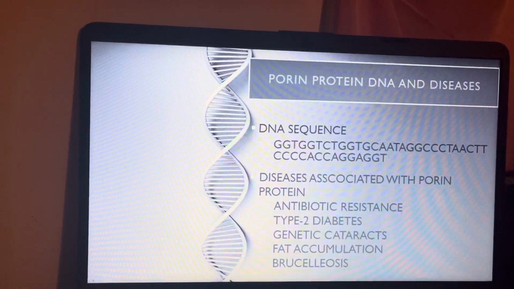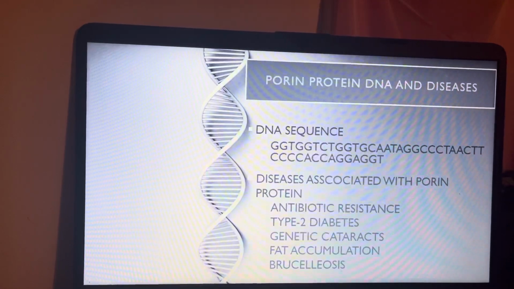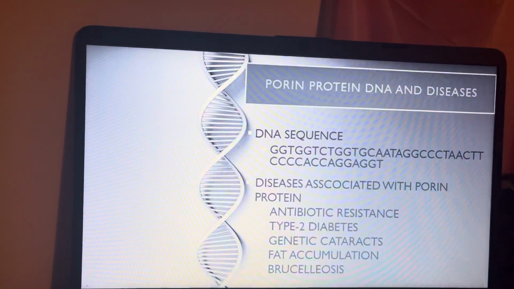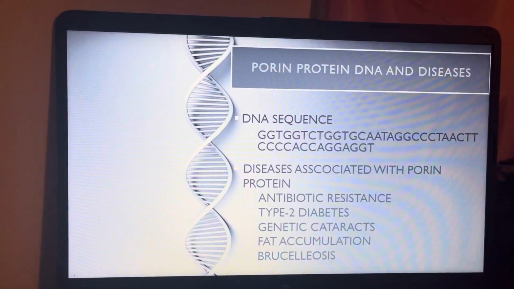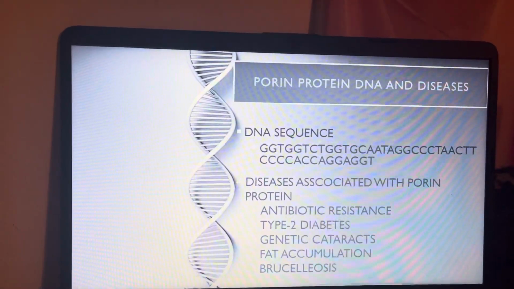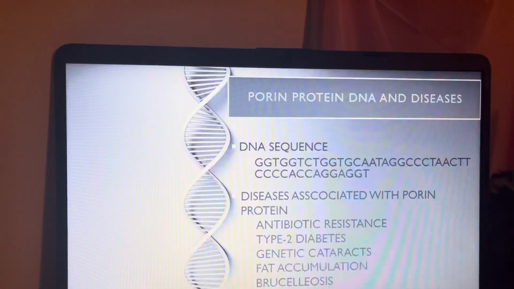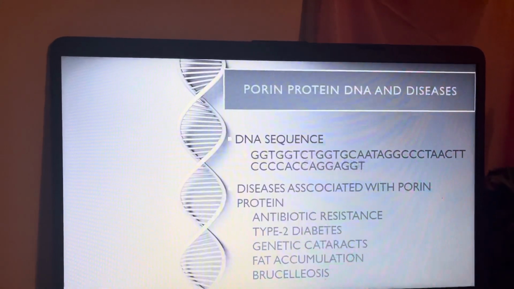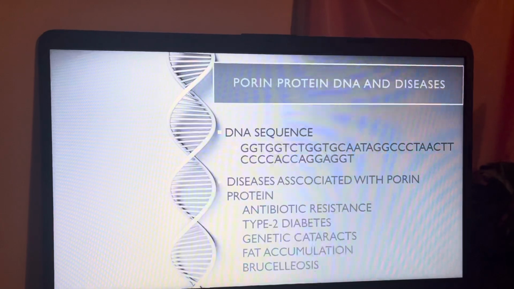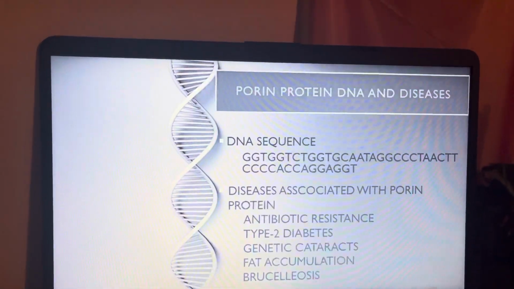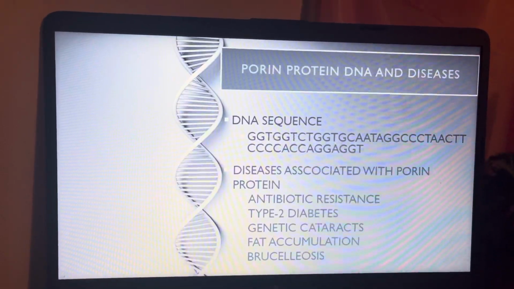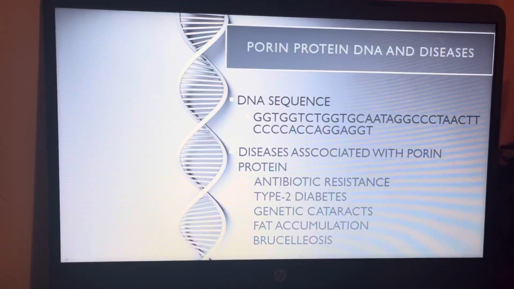A study was done in order to find the effects of porin protein on antibiotic resistance. It found that since porins are also found in gram-negative bacteria, porins increase antibiotic resistance.